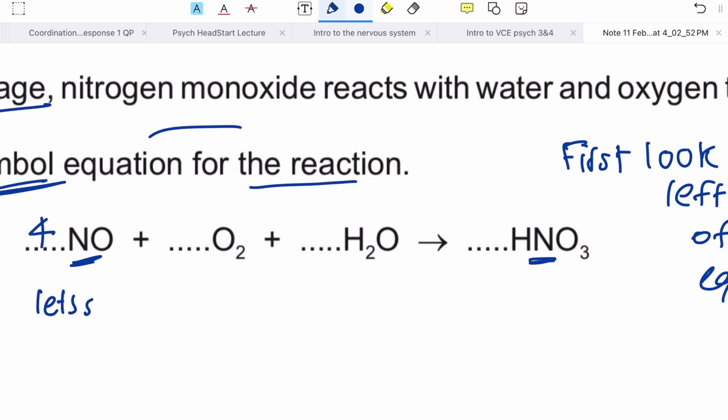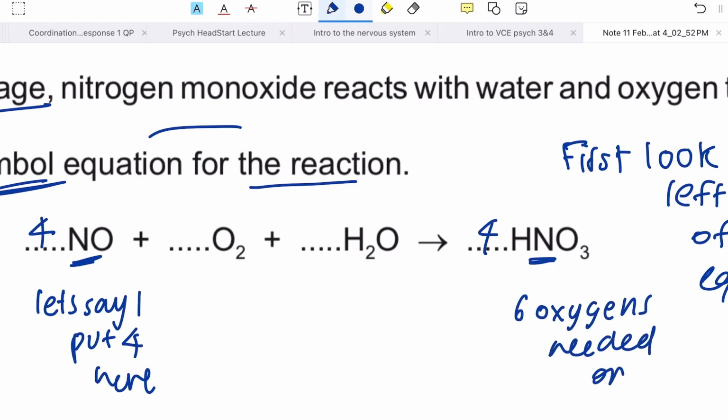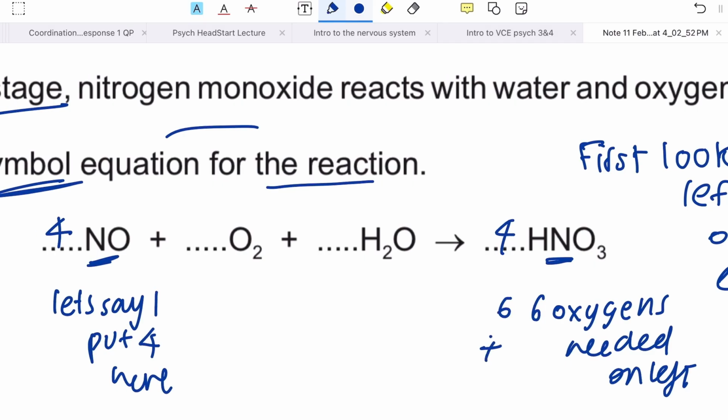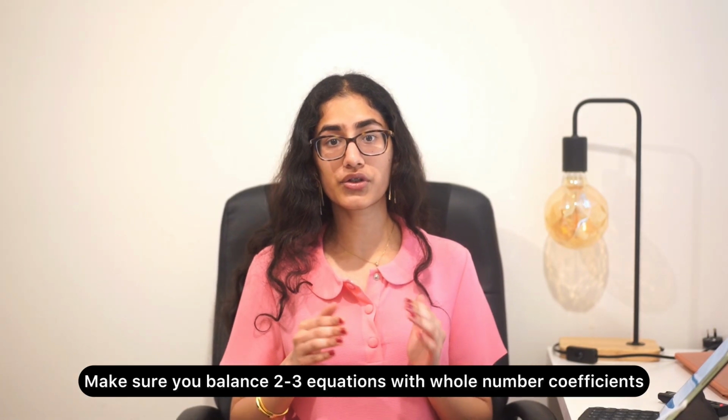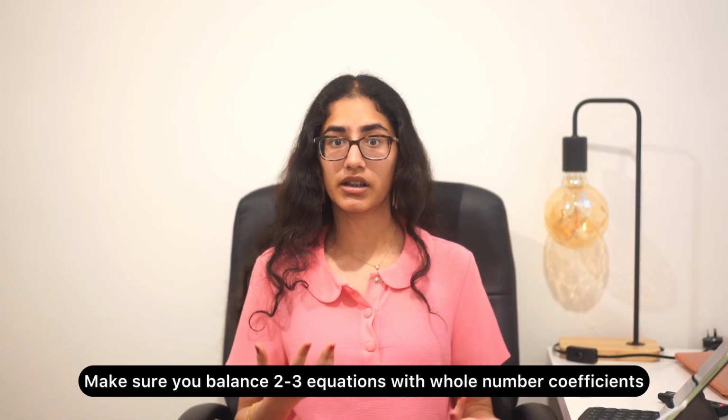So balance the water or the main compounds first and then go to more nitty-gritty compounds like Na or Cl. Even if it's like a half compound, if you have to balance with 3.5s, 0.5s, 1.5s, do whole numbers first before you go into decimals. You need to have 2 to 3 fully balanced chemical equations.